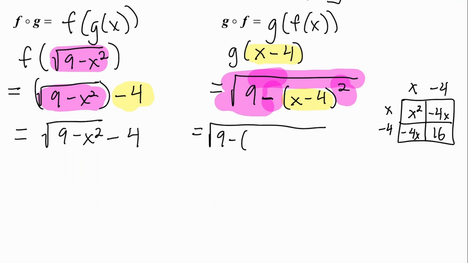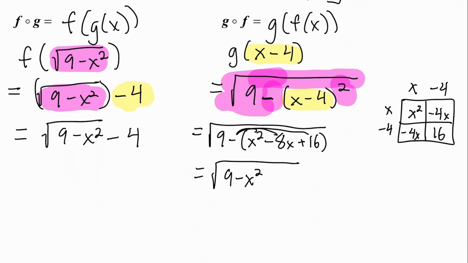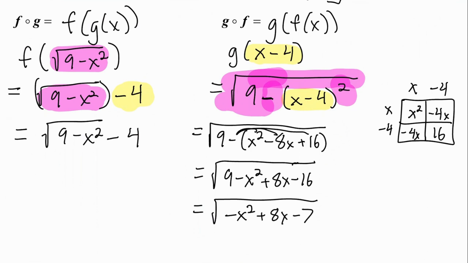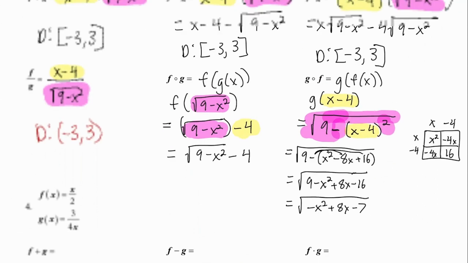We get an x squared. We can combine those negative 4 x's to be -8x, and then we get plus 16. So then we do still need to distribute out this negative. So I'd get the square root of 9 minus x squared plus 8x minus 16. And lastly, we can combine that 9 and that negative 16 to get the square root of negative x squared plus 8x minus 7. And again, we don't have to state domain for that.